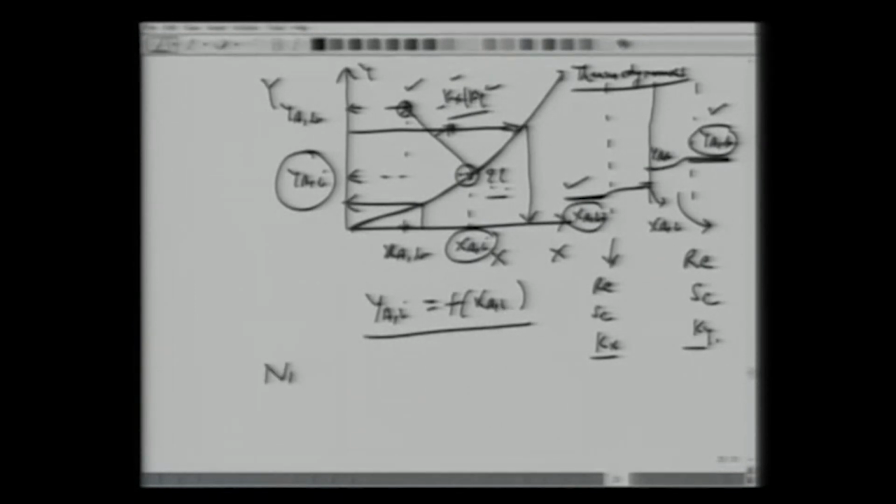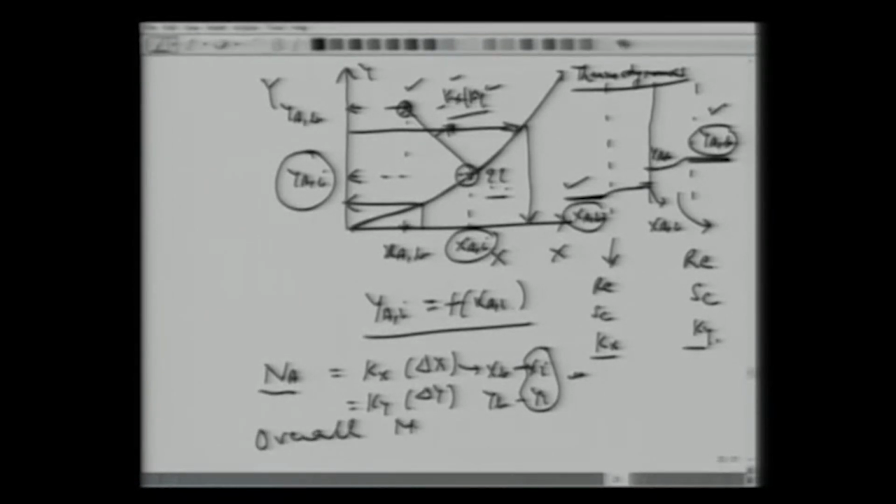calculate this flux. All right, to calculate the flux we need kx and the concentration drop, or if we write in terms of mole fractions, then we have kx into del x, or we have ky into del y. Del x is x bulk minus xi, or we have y bulk minus yi. So these are not known to us, it's difficult to measure. So we will think of defining other coefficients, we will call them overall mass transfer coefficients.